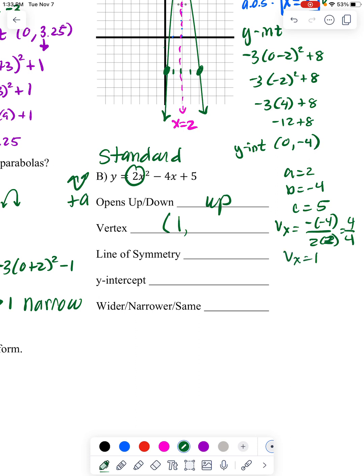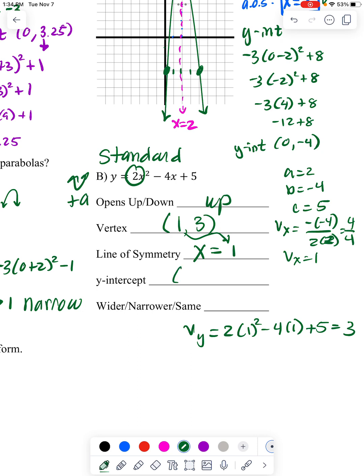But once I know that, I can go back up into my equation and plug in a 1 to find what y value would go with that. So the y-coordinate of my vertex will turn out to be a 3 when you run that through your calculator or your brain. Line of symmetry, never have to do any math. X equals, and then it has to go through that x coordinate of the vertex.